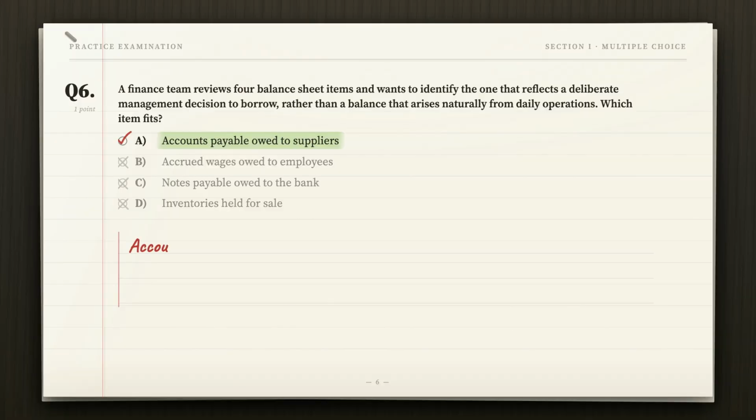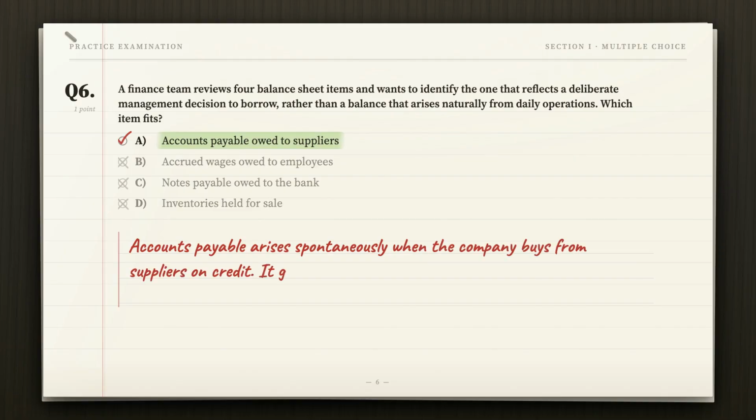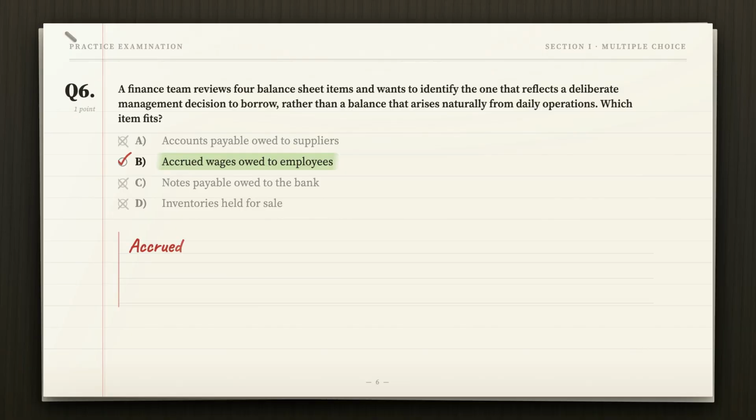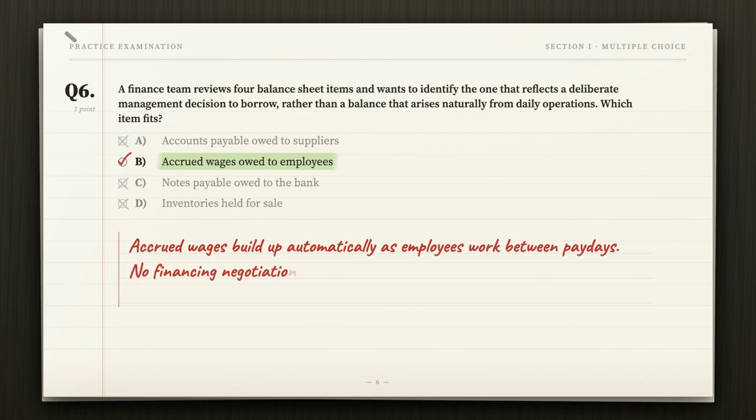A is wrong because accounts payable arises spontaneously when the company buys from suppliers on credit. It grows with purchasing without any separate borrowing decision. B is wrong because accrued wages build up automatically as employees work between paydays. No financing negotiation creates that balance, so it is spontaneous rather than discretionary.